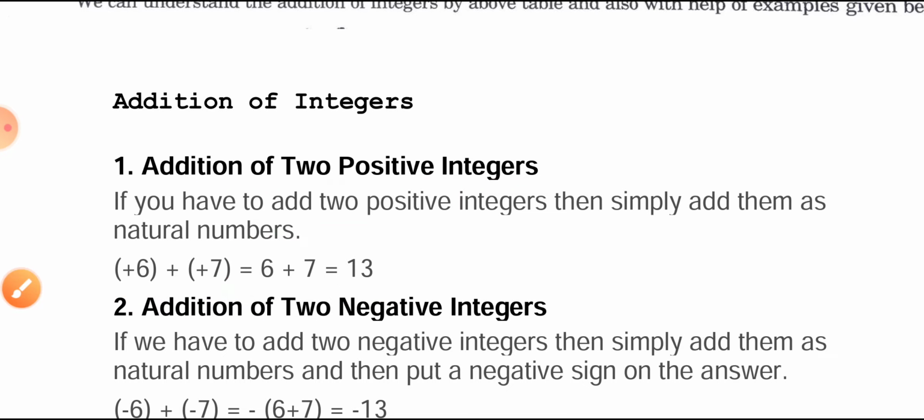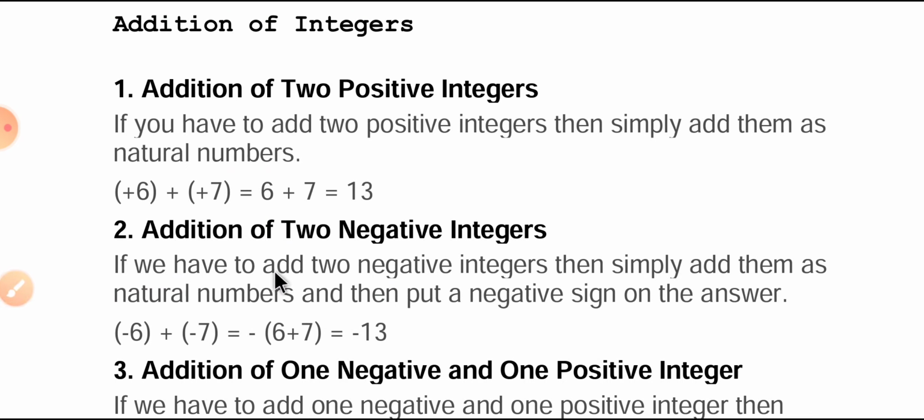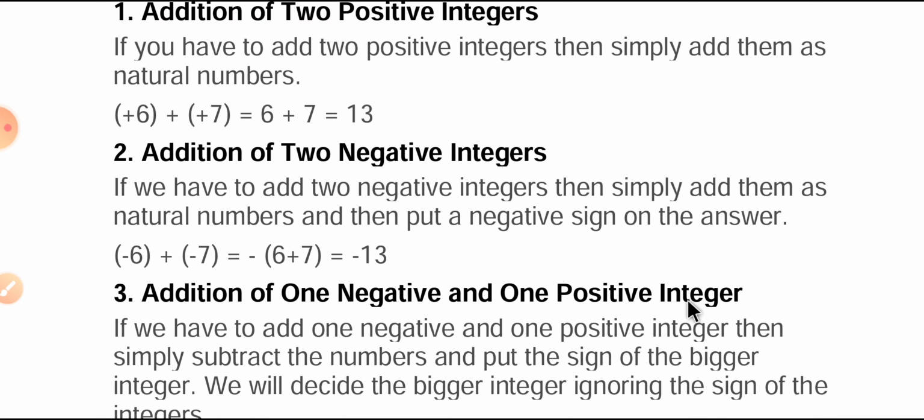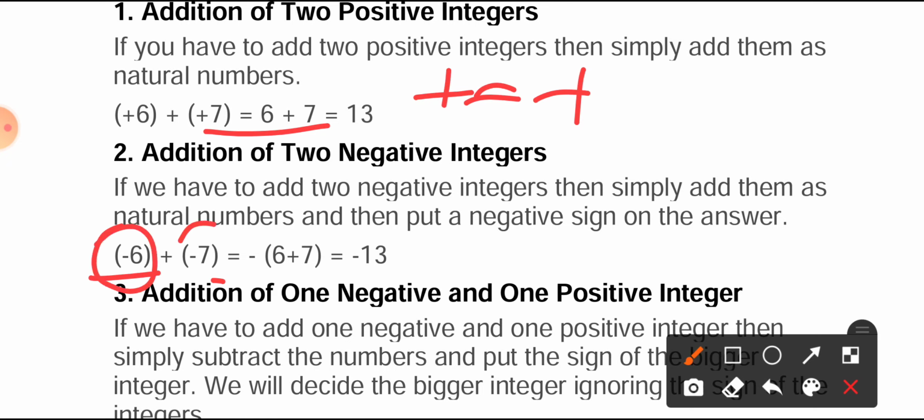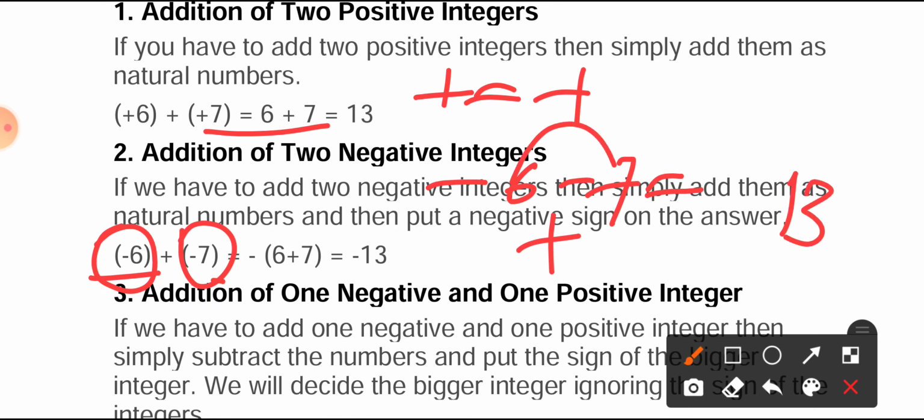Then second case, addition of two negative integers. If we have to add two negative integers, then simply add them as natural numbers and then put a negative sign on the answer. If a and b are of the same sign, then you have to add in both conditions. Here you can see that 6 and 7 both are positive, so we have added, and here minus 6 plus minus 7, 6 and 7 both are negative. In that case also you have to add both the numbers. So minus 6 minus 7 means you have to add. So 6 plus 7, 13. But you have to put the sign of minus in the answer.